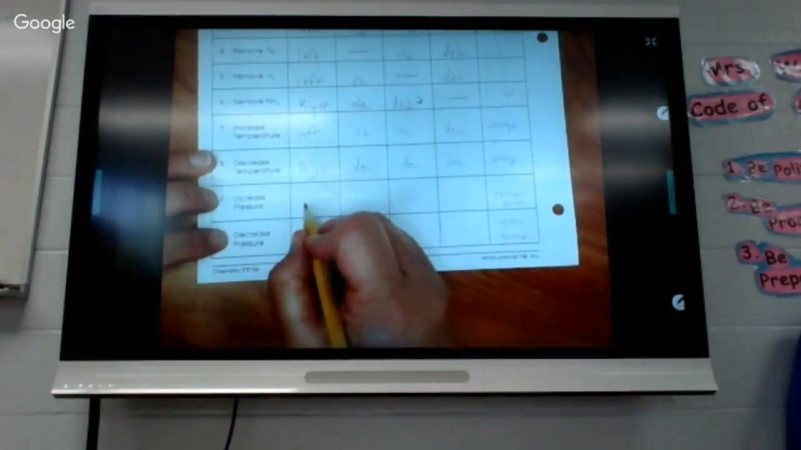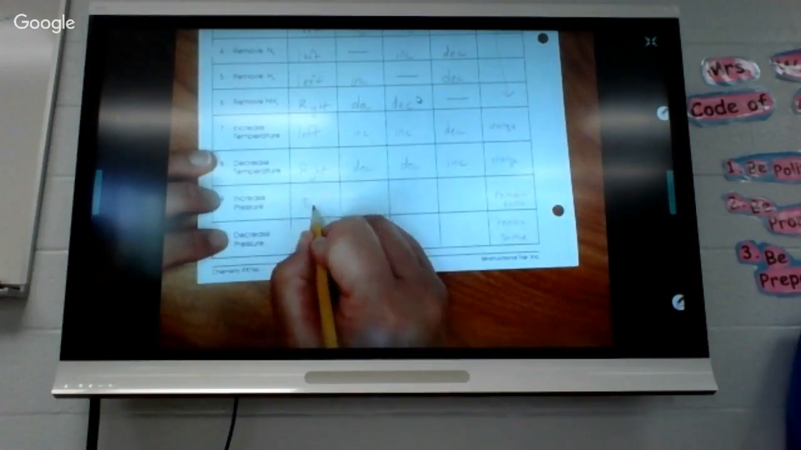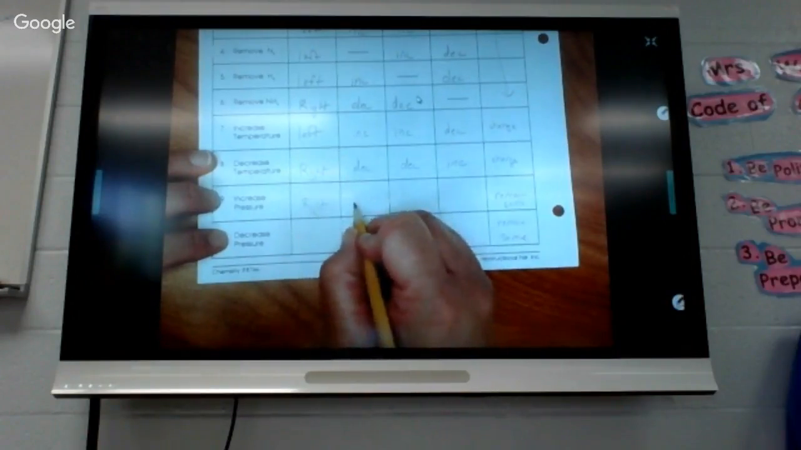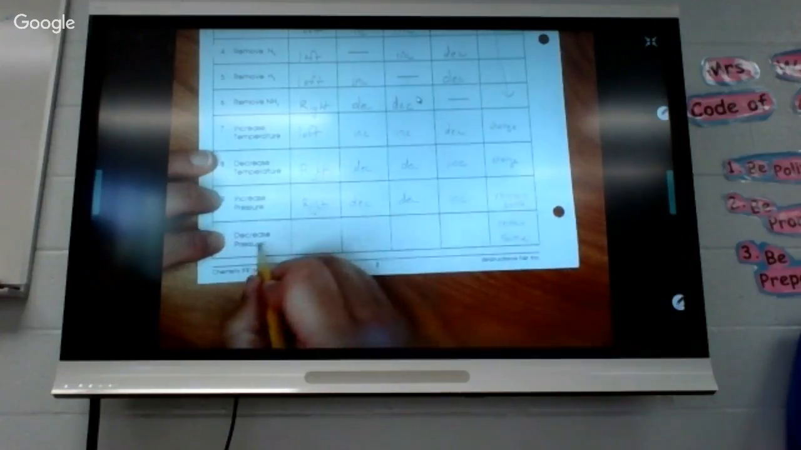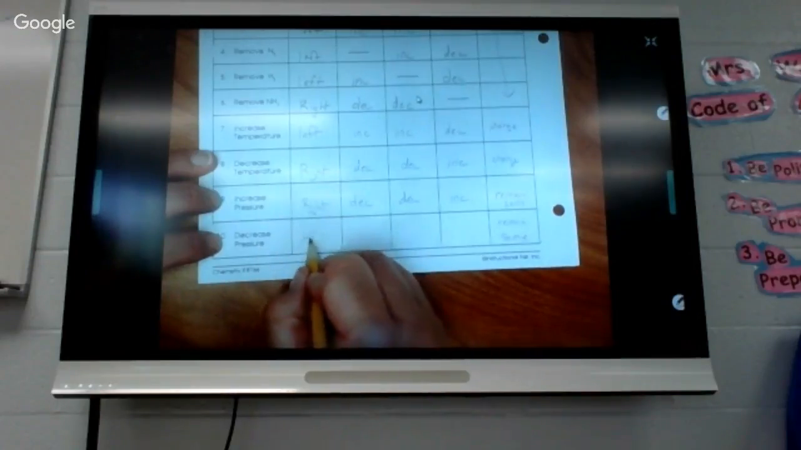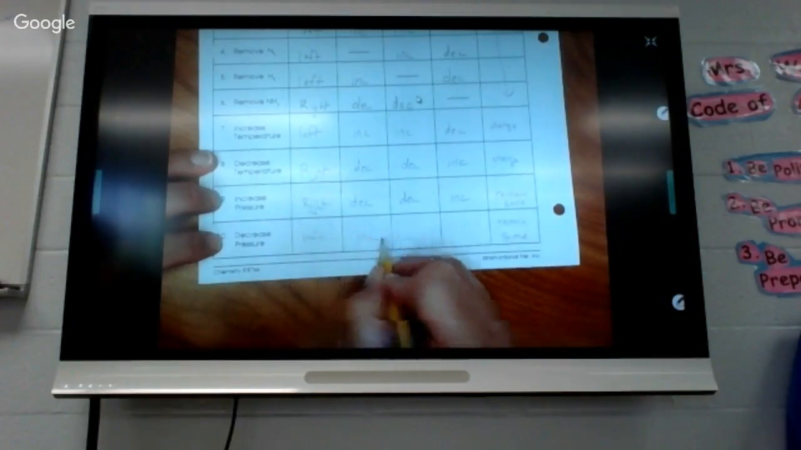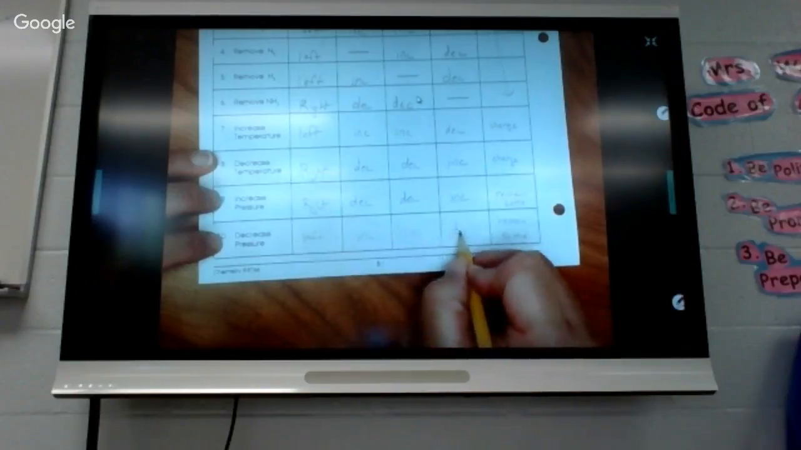So if I increase pressure, I go to the side of the fewer moles, so that's right. And then I'm going to have decrease, decrease, increase. And if I decrease pressure, I go to the side of more moles, the left. So I've got increase, increase, and decrease.